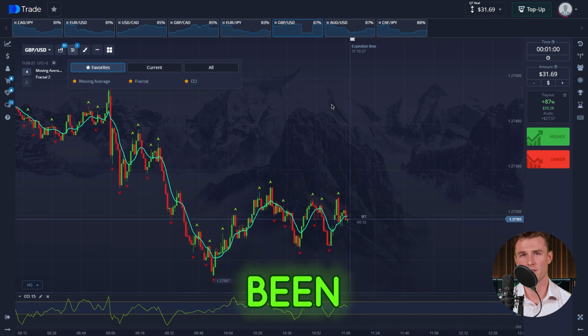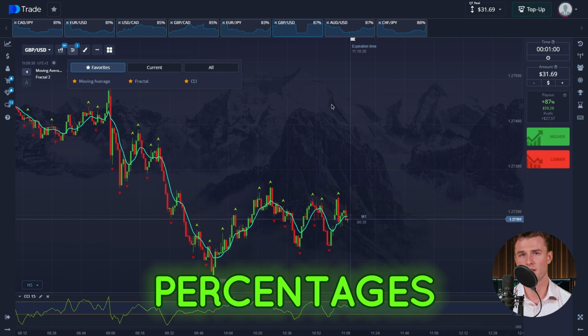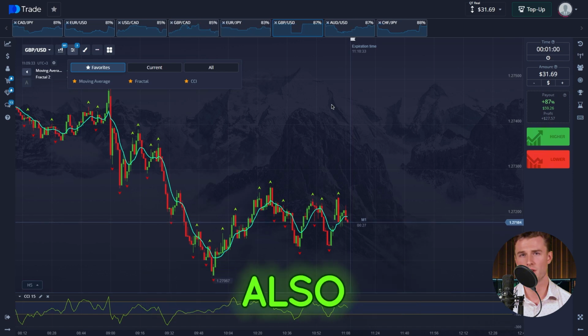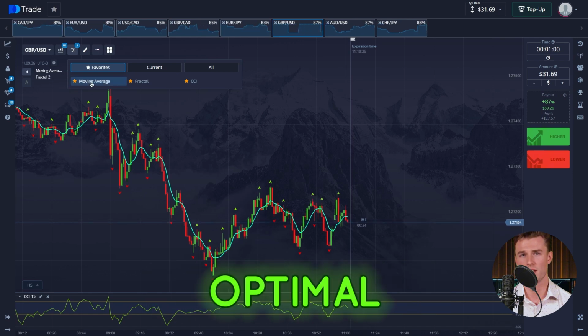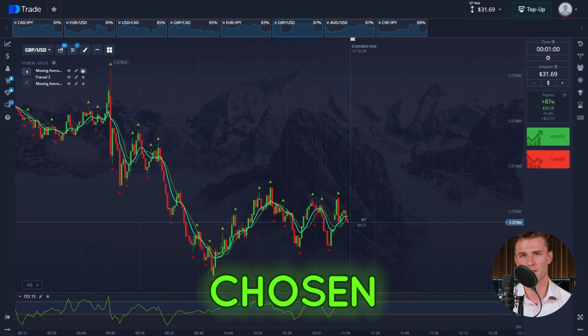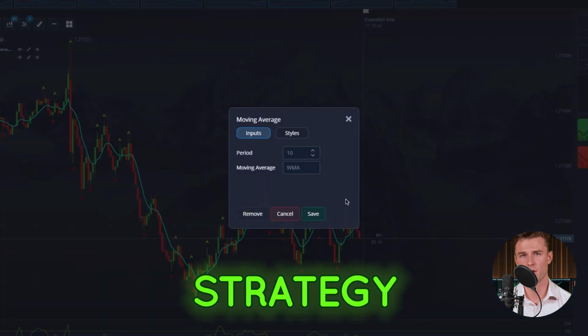The analysis has been done. The optimal percentages on currency pair payments have also been selected. And the optimal movement on all charts has also been chosen. Today we have a universal strategy.